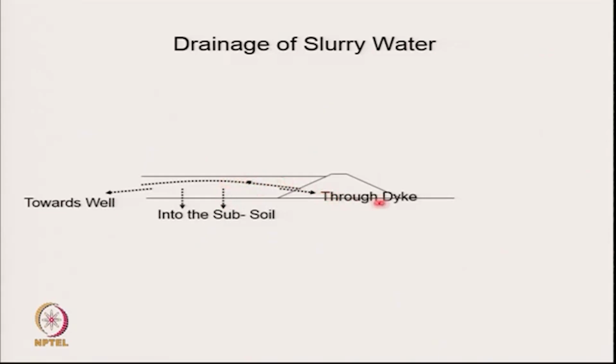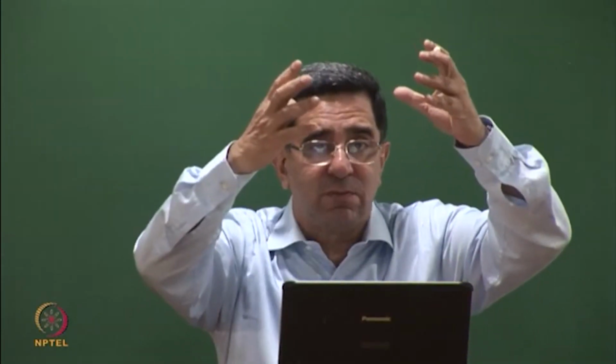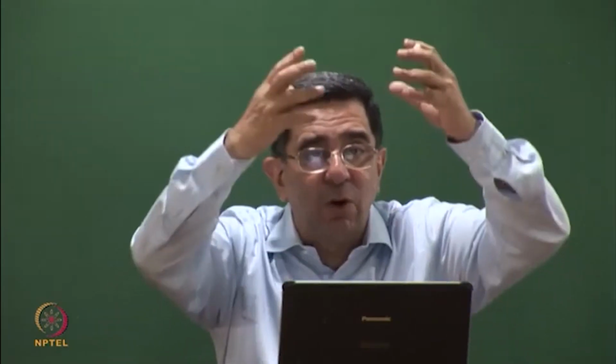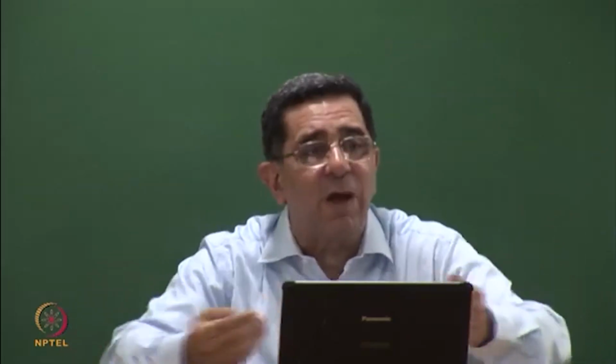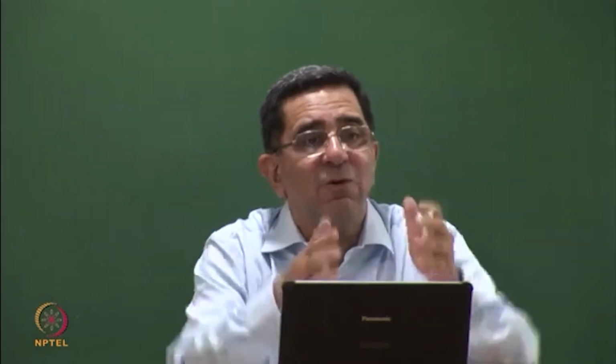Partly it goes through the dike to the chimney drain. The bulk of it used to go down because it could seep into the ground, and some of it would go towards the well. But remember, the lower ports of the well are now closed. If the lower ports were open and there was a filter pack around it, then the water could have been drained out through the well. But at the moment, the design is that the lower ports are sealed up as you go higher.